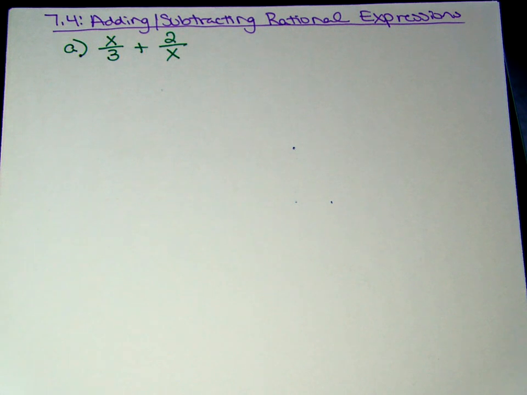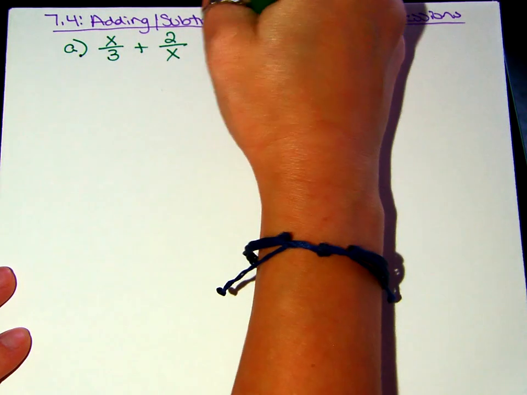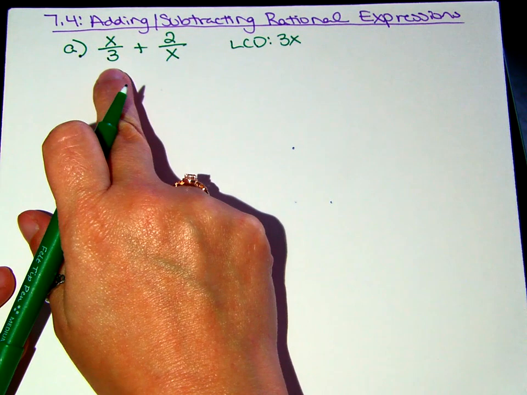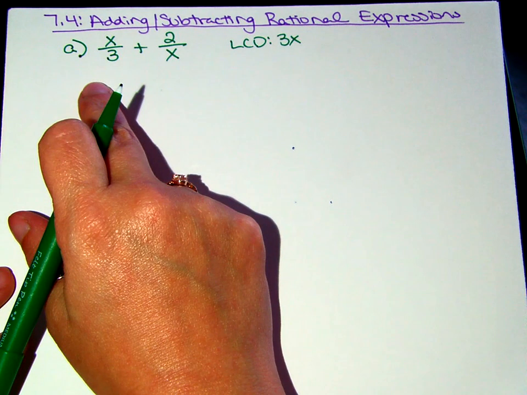So we have 2 rational expressions: x over 3 plus 2 over x. The first thing we have to do is figure out a common denominator. Let me give you a hint: if you have a numerical denominator and then a variable denominator, most of the time you just multiply them together and that gives you your common denominator. So our least common denominator for 3 and x would be 3x, which means I need both of my denominators to look like 3x.